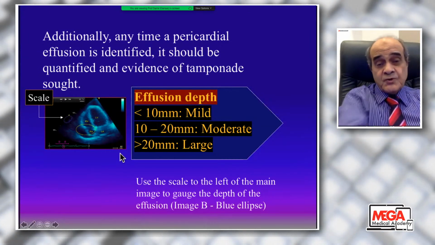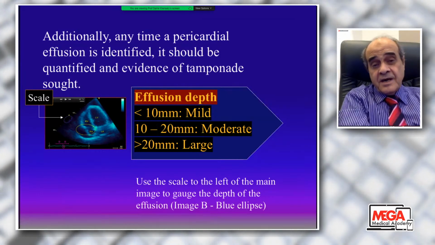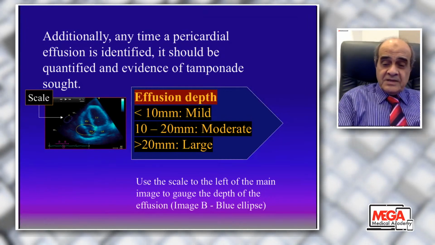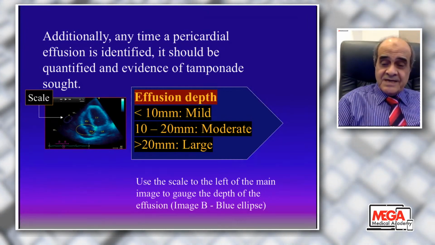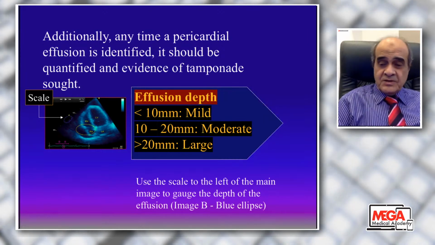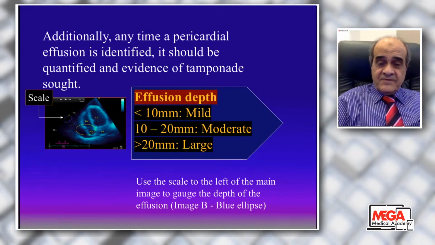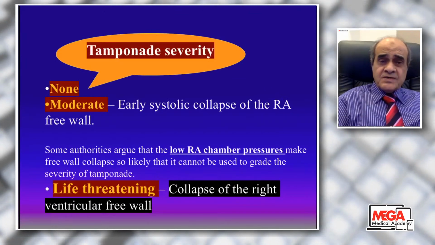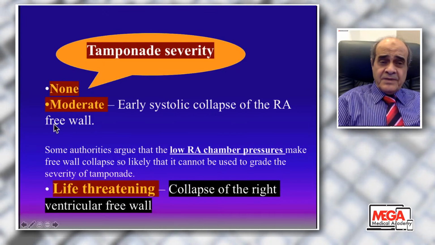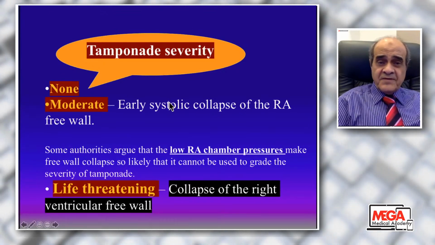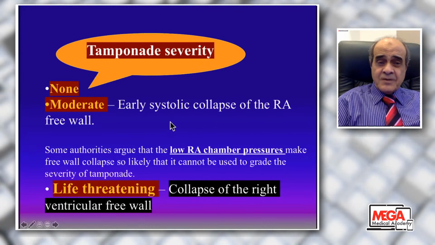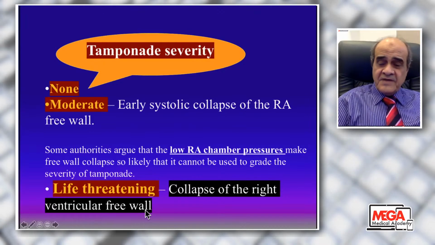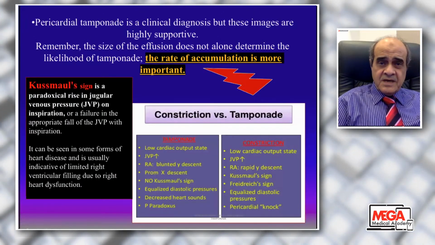And the importance is not only the volume of the pericardial effusion; the rate of accumulation of the pericardial effusion is more important than the total volume. If it is more acute, it causes more cardiac trouble. Also, the severity of tamponade can vary: maybe none, maybe moderate if it is causing right atrial compression only. If it compresses the right ventricular wall, it will be life-threatening and decrease the cardiac output.